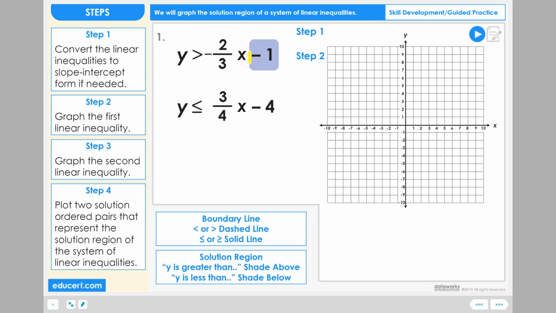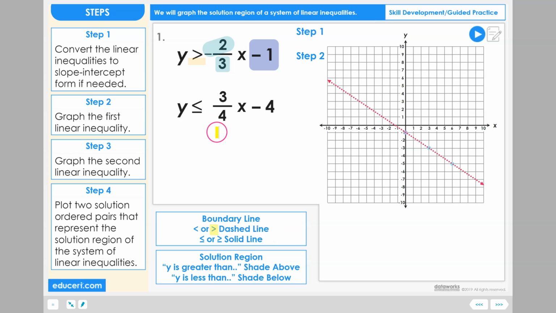We begin by plotting the y-intercept point, negative 1, and then follow the slope movement to find a few more points. Down 2 and 3 to the right, down 2, 3 to the right. We now know where the boundary line pattern will be, and the boundary line type that we will use is a dashed line. y is greater than means we use a dashed line.